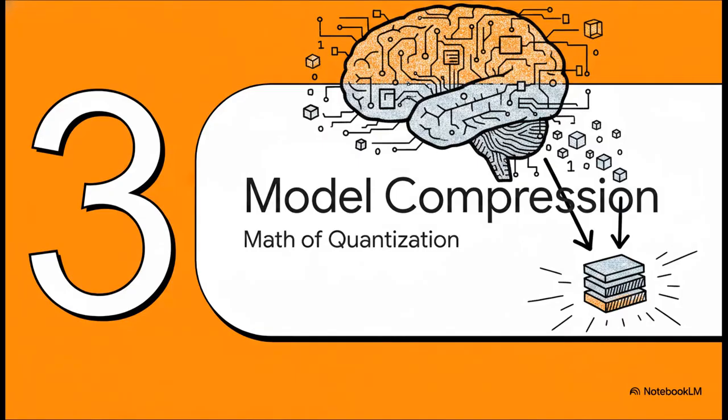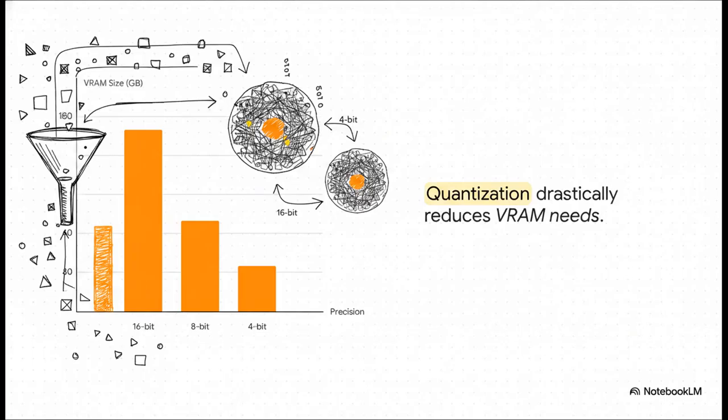Which brings us to part 3, speed and model compression, the mathematical paradigms of quantization. If you take those model parameters and squash them from a continuous 16-bit format down to a 4-bit integer format, you physically cut the VRAM requirement in half. That is a massive reduction in capital expenditure.